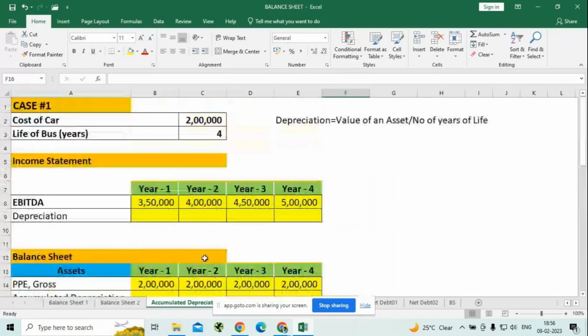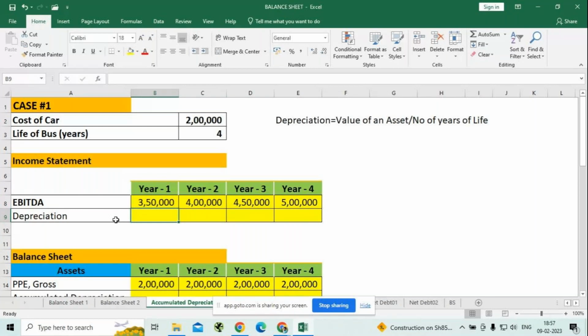Okay, so the next thing is we are going to talk about depreciation. In the last session itself, we discussed what depreciation is. So depreciation is reducing the value of an asset based on its usage. Okay, so in the income statement, we were able to depreciate the value. So we have taken this example. So we are going to calculate this value after the EBITDA value.